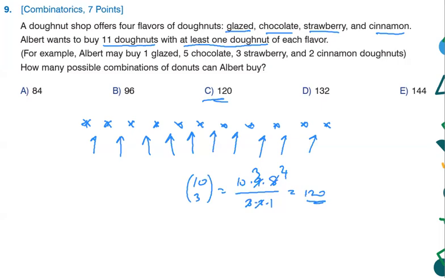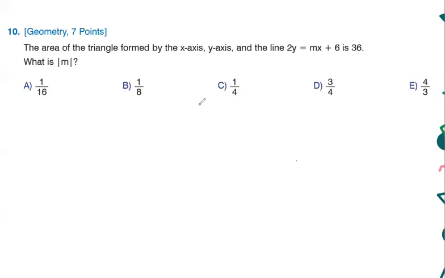Okay, so let's do the last question. Number 10 is an analytic geometry question as well. The area of the triangle formed by the x-axis, y-axis, and the line is given as 36. So it's good to draw a coordinate plane, so let's go ahead and do that. This is going to be our x and y axis.